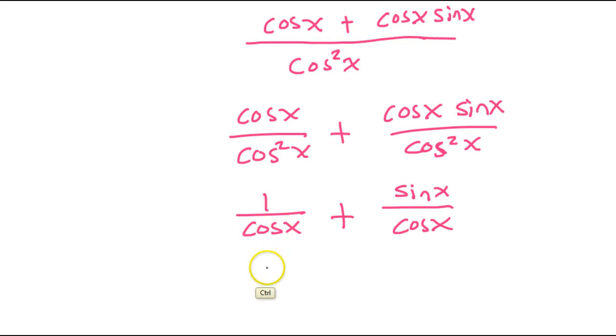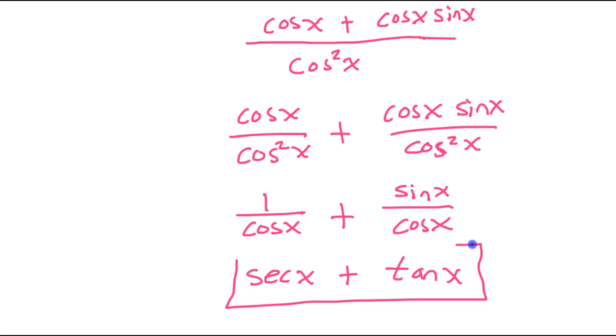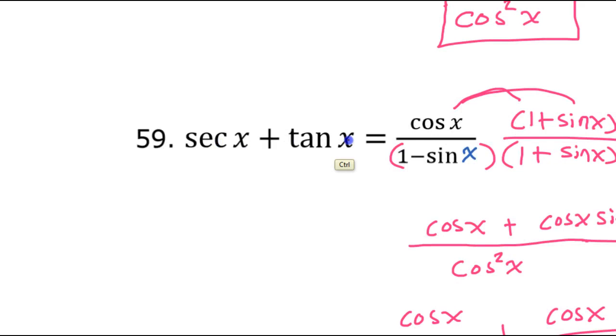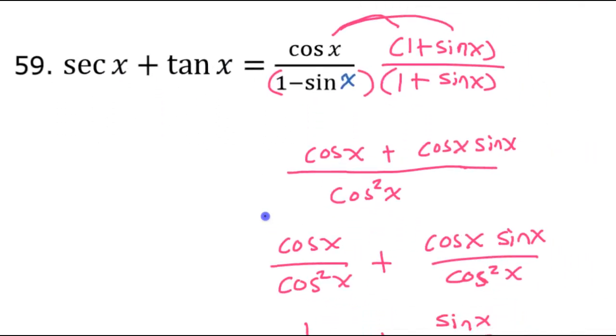But of course 1 over cosine is the same thing as secant, and sine over cosine is the same thing as tangent. And I believe this was the target. Let's just take a quick look back. Secant plus tangent, secant plus tangent, we got it.